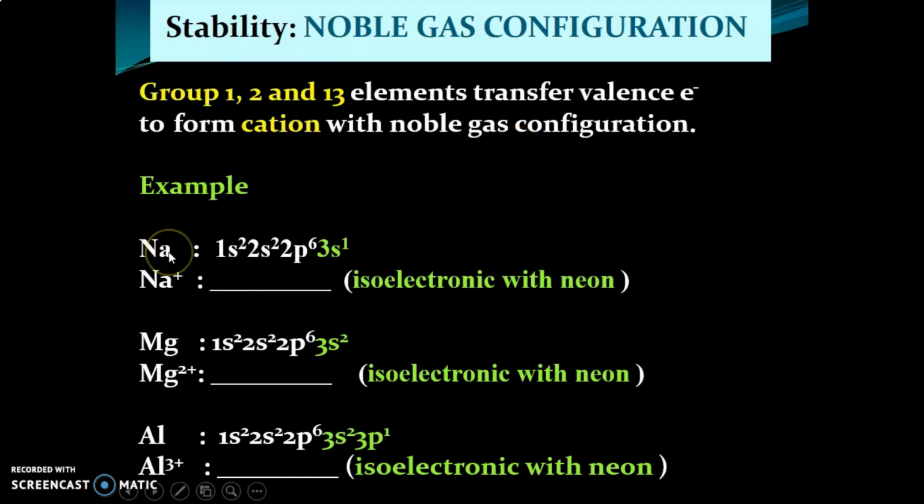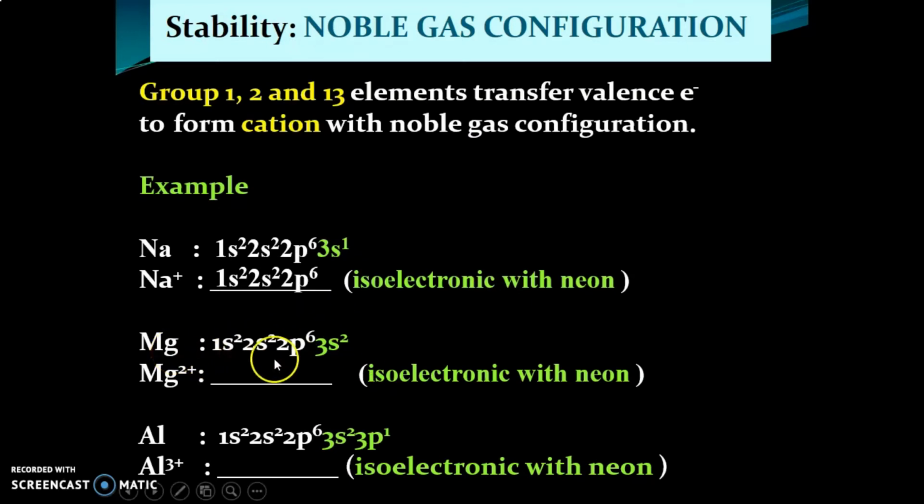Example, sodium. Sodium has 11 electrons, so the electronic configuration for sodium is 1s2, 2s2, 2p6, 3s1. So to achieve stability of noble gas, the sodium atom needs to remove one electron from 3s to form 1s2, 2s2, 2p6. So this electronic configuration is the same as neon. Neon is a noble gas. So noble gas is stable.